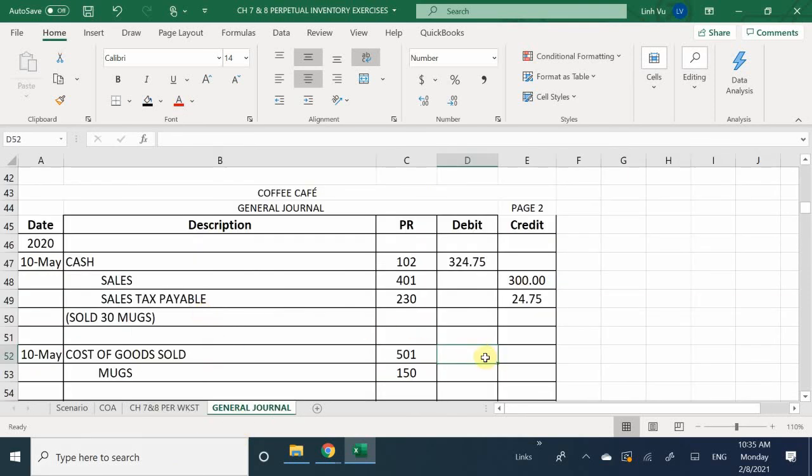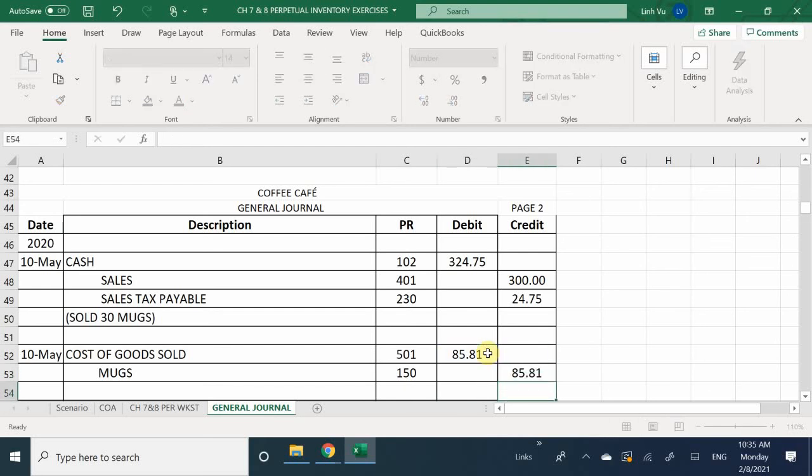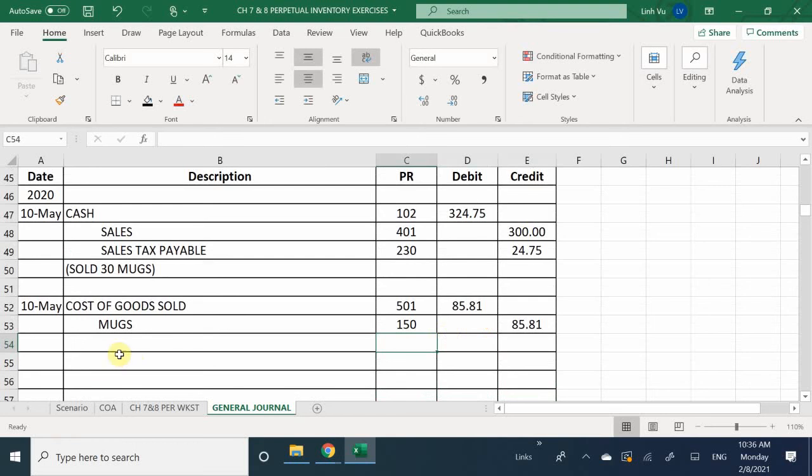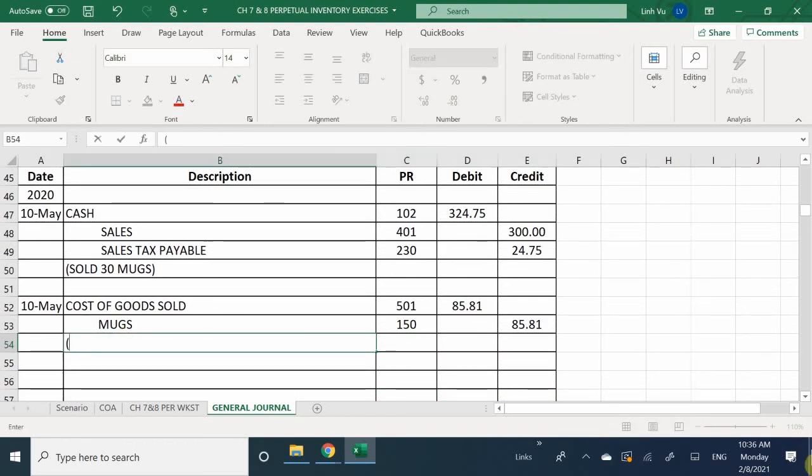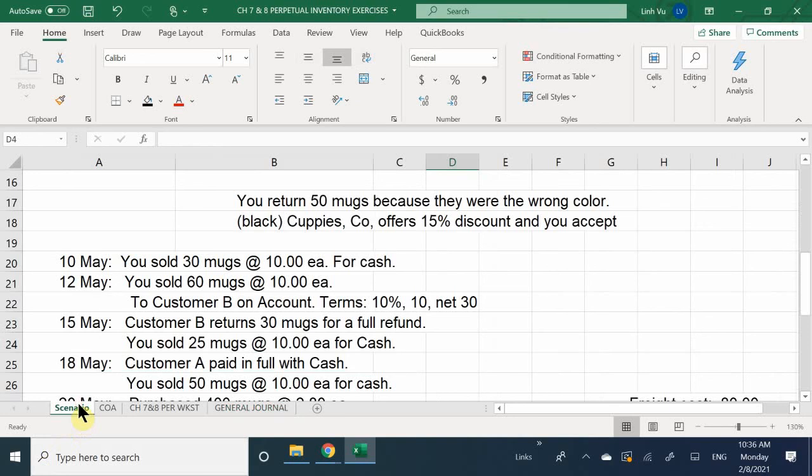So go to my journal, $85.81. Okay. And I'm also going to make a note here. It's redundant if you want to place sold 30 mugs right below this without having it above. That's completely fine as well. Okay. So good so far?